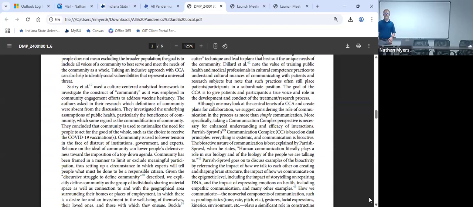So it's important to recognize that, for example, it talks about this Shastri research where community was used to try to encourage people to get vaccinated and overcome vaccine hesitancy by lowering distrust and things like that.